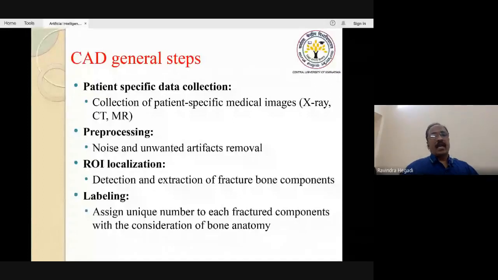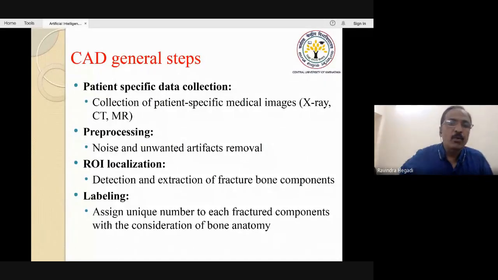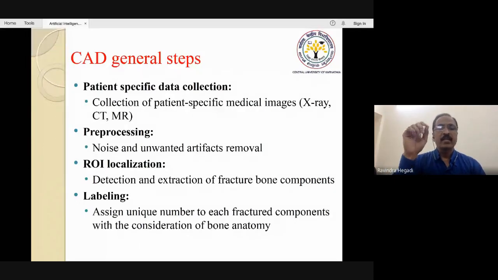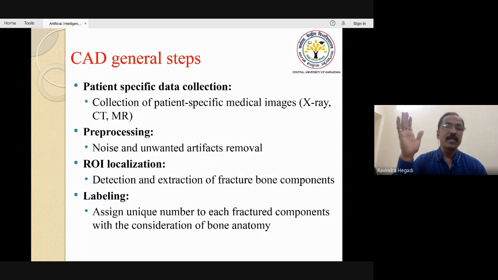Then the CAD, that is computer aided diagnosis, general steps. What are the steps involved? Suppose you want to do research in CAD-X, the computer aided diagnostic simulators. You want to work on this problem. Then what are the steps involved? As I was telling, the first step will be the collection of data. This is a very important step, and if you complete this step, almost 50% of your headache will be reduced.